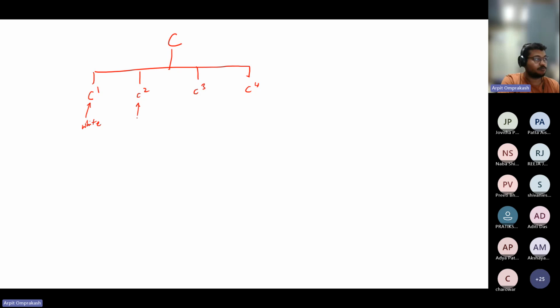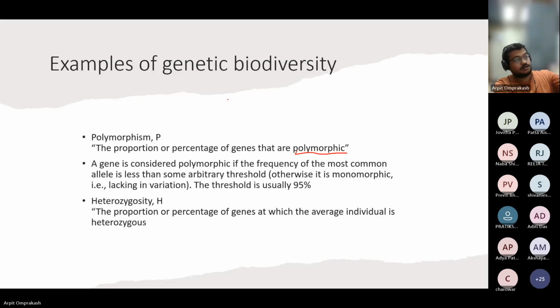So what does this basically mean? Let's say you have dogs and you have coat color in dogs. There are some dogs that are black, some white, some brown, some that have patches and all that. Let's say this gene C codes for coat color. In a dog population, you might have different variations of C, so you might have C1, C2, C3, and C4. Let's say this codes for white color coat, this codes for brown, golden and black. So these are basically the different alleles, or the different forms of the gene that are present. A gene is considered polymorphic if the frequency of the most common allele is less than some arbitrary threshold.